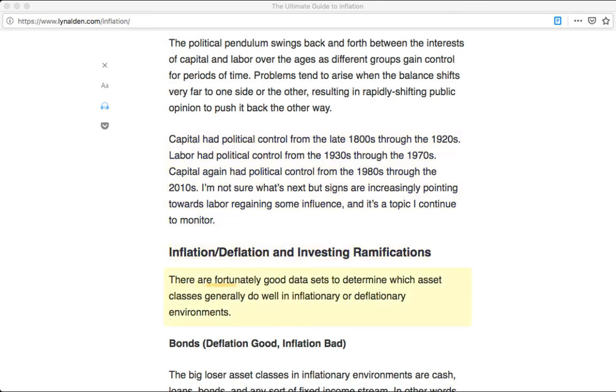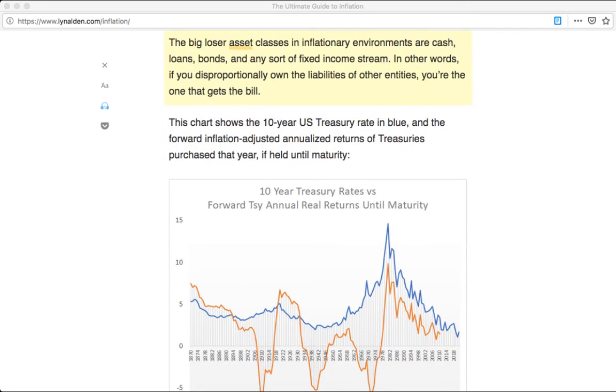There are fortunately good data sets to determine which asset classes generally do well in inflationary or deflationary environments. Bonds: deflation good, inflation bad. The big loser asset classes in inflationary environments are cash, loans, bonds, and any sort of fixed income stream. In other words, if you disproportionately own the liabilities of other entities, you're the one that gets the bill.